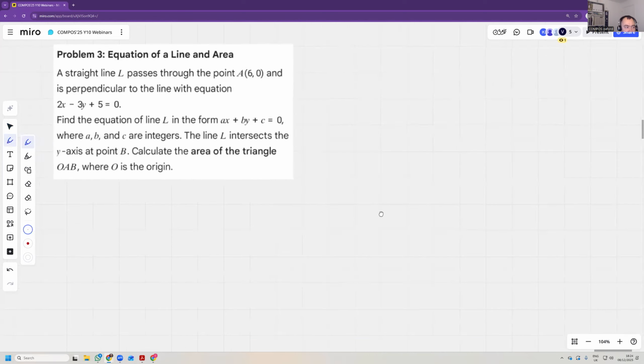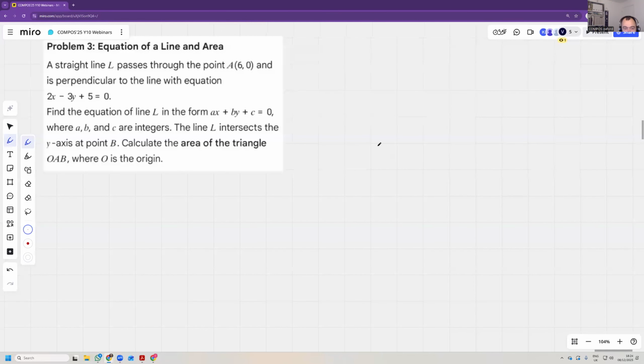Let's do it using a proper coordinate system. Sometimes we do need to use a proper coordinate system, not necessarily in this case. Okay, (6, 0): 1, 2, 3, 4, 5, 6. So this is point A, (6, 0). This is X, and this is Y.